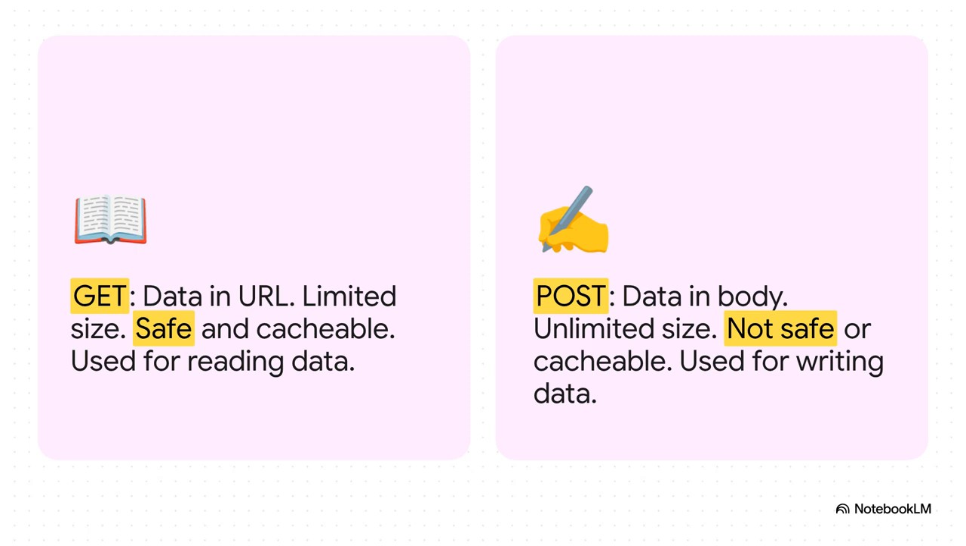Here's a way to think about it. A GET request is like asking a question out loud in a public library. Everybody can hear it, and you're not really changing anything. A POST request, that's like slipping a sealed, private envelope to the librarian. It's confidential, and it's meant to kick off some kind of action.